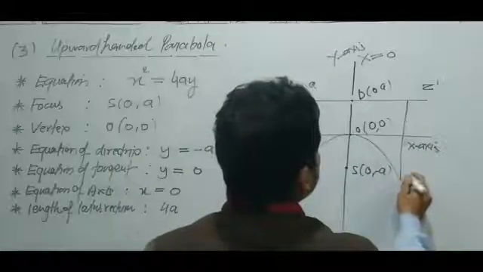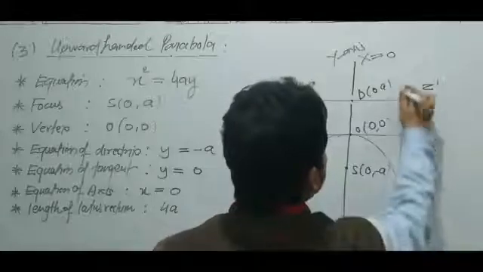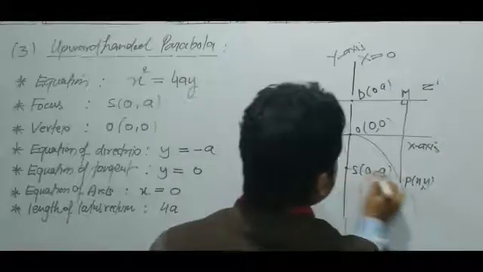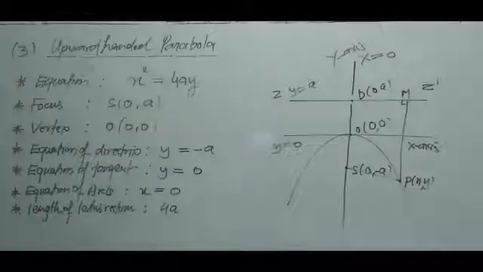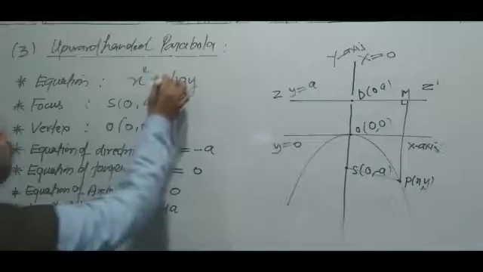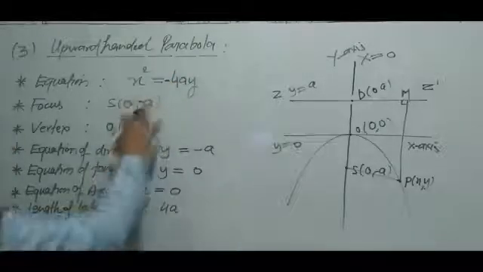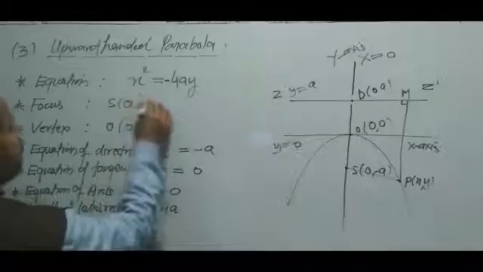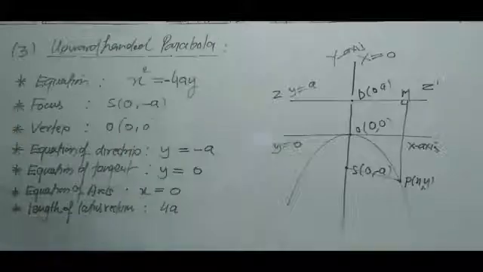So many points are there. Suppose when you draw a perpendicular from P having coordinates x comma y, that is PM, and this is S, so PS and PM will be equal according to the definition of parabola. So this equation will be x square is equal to minus 4ay. This focus coordinate will be 0 comma minus a, and this vertex will be 0 comma 0.